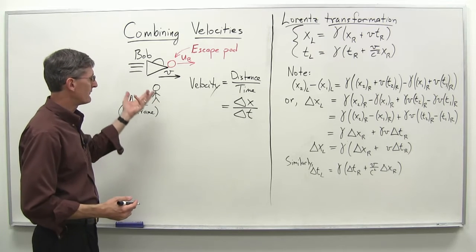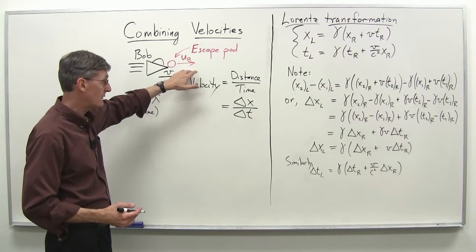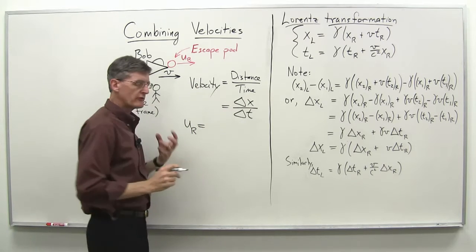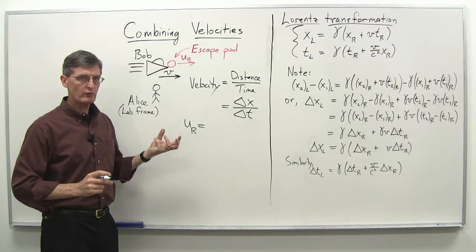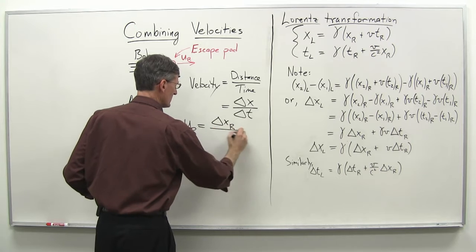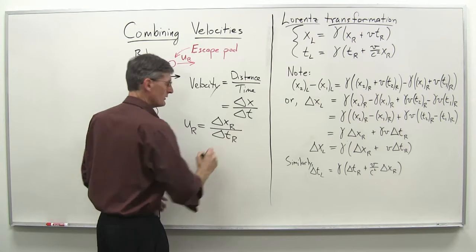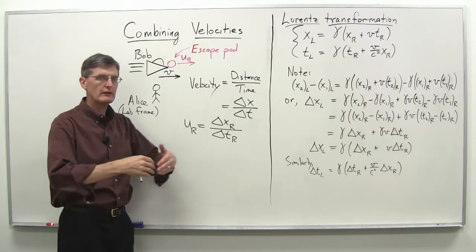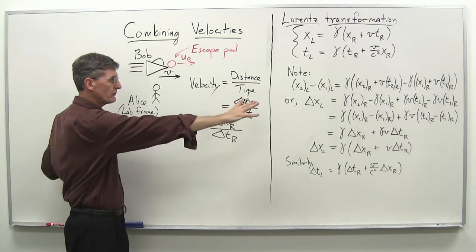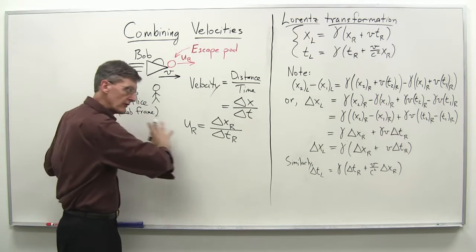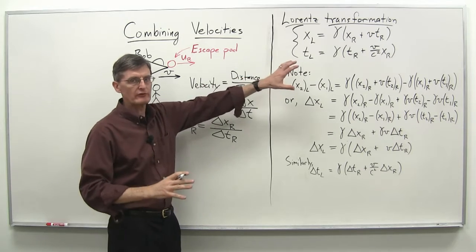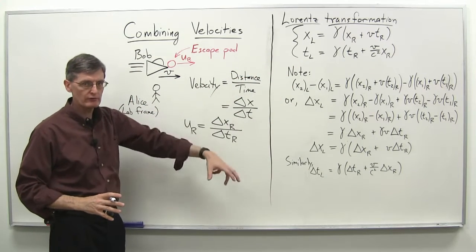And so clearly for Bob, in terms of the escape pod, we could write u sub r. This is the velocity that Bob is measuring for the escape pod, and it is simply going to be delta x sub r divided by delta t sub r. Again, those are in his coordinates. As always, Bob has his lattice of clocks, his measuring system, and they're all synchronized. Alice has her lattice of synchronized clocks, and the Lorentz transformation allows us to switch back and forth between those two systems.